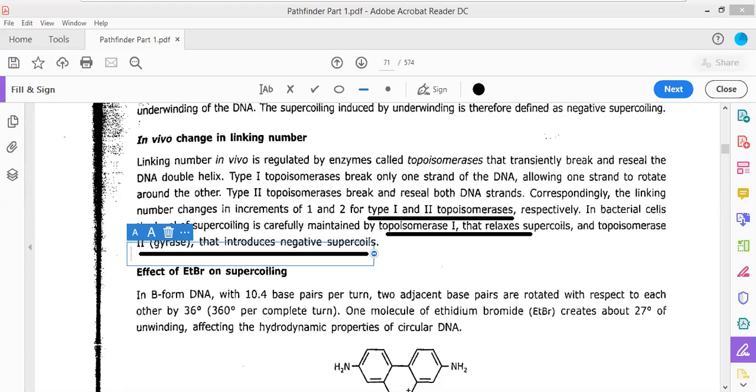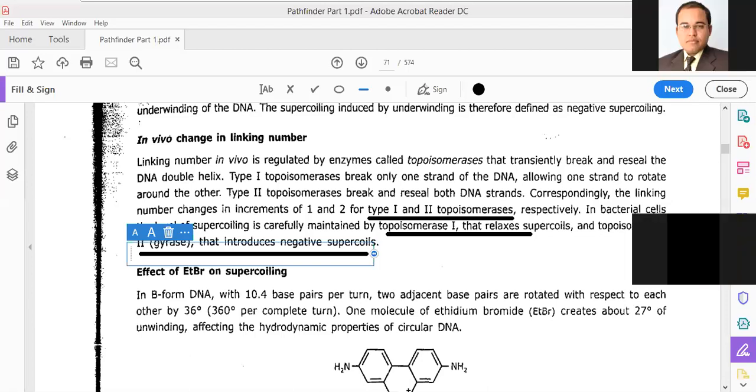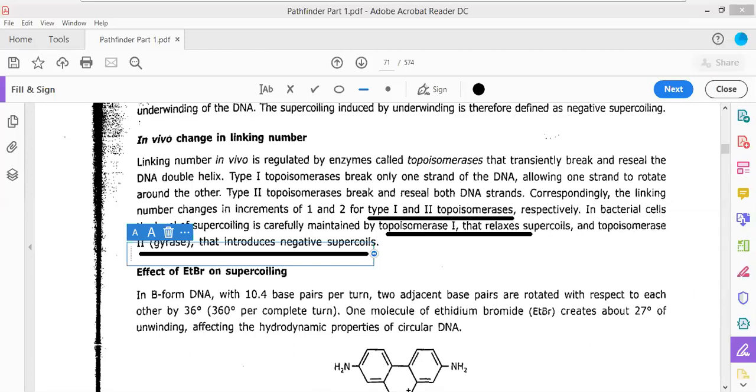Moving forward. The topological state of DNA is controlled by a class of enzymes called topoisomerases. Topoisomerases are divided into two broad classes, type 1 topoisomerases and type 2 topoisomerases. Now, they have been categorized into two different types. One is referred to as type 1 topoisomerase, and another is the type 2 topoisomerase. Now, how do these two differ from each other? One utilizes ATP and the other does not utilize ATP molecules.